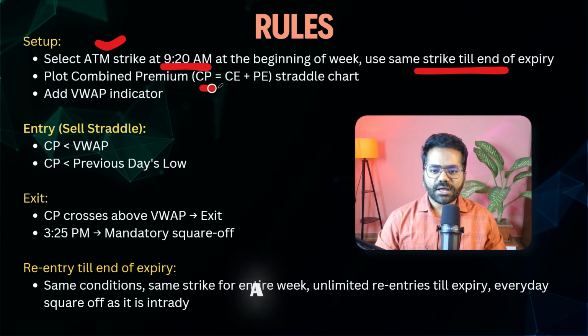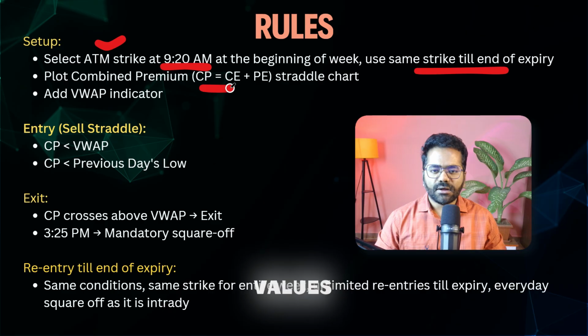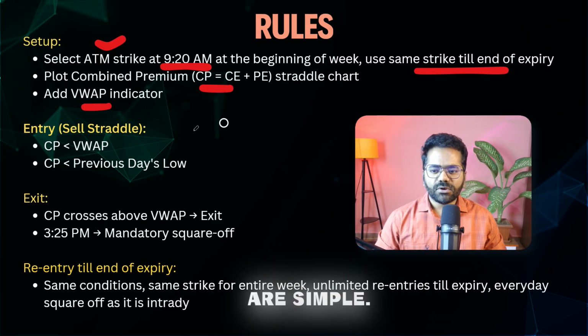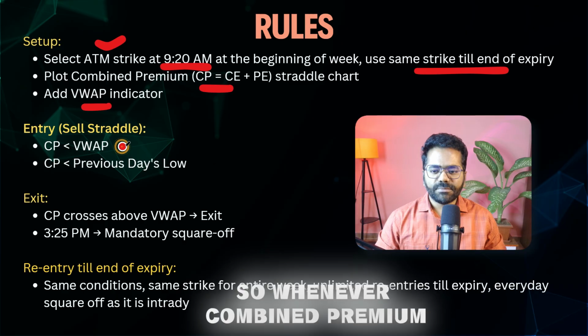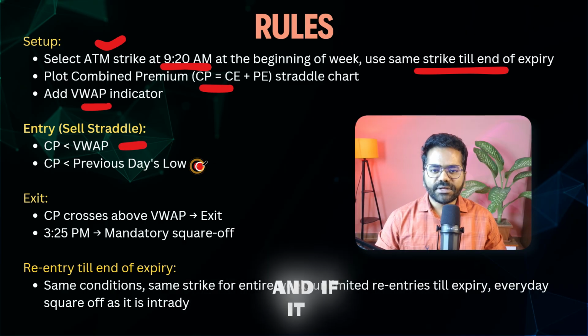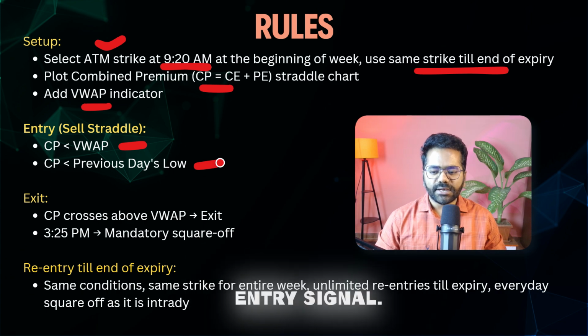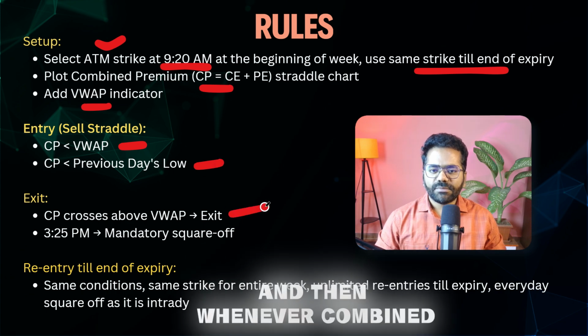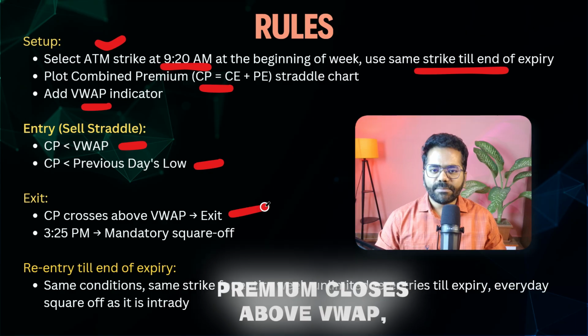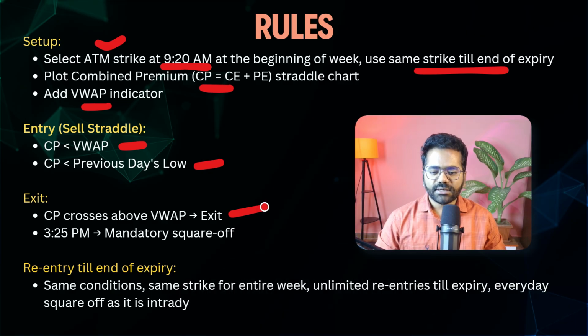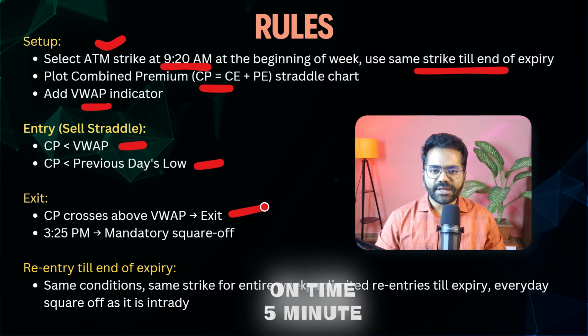And then we plot a combined premium chart, which is nothing but CE plus PE values at every minute, and then we add a VWAP indicator. So the entry rules are simple. Whenever combined premium is less than VWAP, and if it is less than the previous day low of the combined premium straddle chart, then we have our entry signal. And then whenever combined premium closes above VWAP, then we have an exit signal. So this is all on 5-minute time frame.